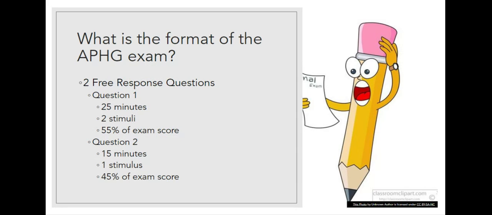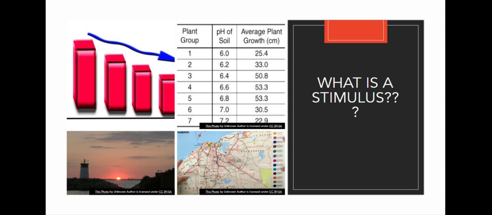So, what is the format of the exam for this year? Well, there are two different free response questions. There are no multiple choice questions, and instead, your two sections are really just two separate free response questions. The first question is 25 minutes long, it has two stimuli, and it will count as 55% of your exam score. Then, once that time's up, you have a 5-minute period to upload your response. So, you'll submit your response. Then question 2 will pop up. Question 2 has a limit of 15 minutes, and you'll have one stimulus, and that will count as 45% of your exam score.